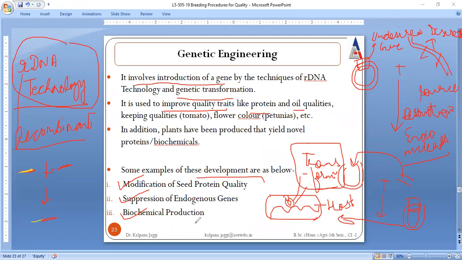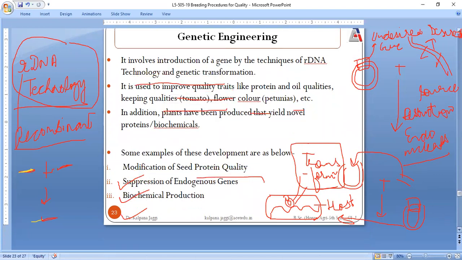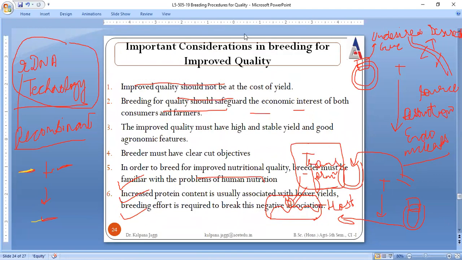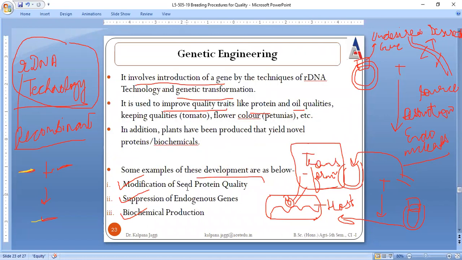And third, we can go for the biochemical production, right? So these three are the examples by which development could be done under the genetic engineering. I will be discussing all three examples in the next lecture.